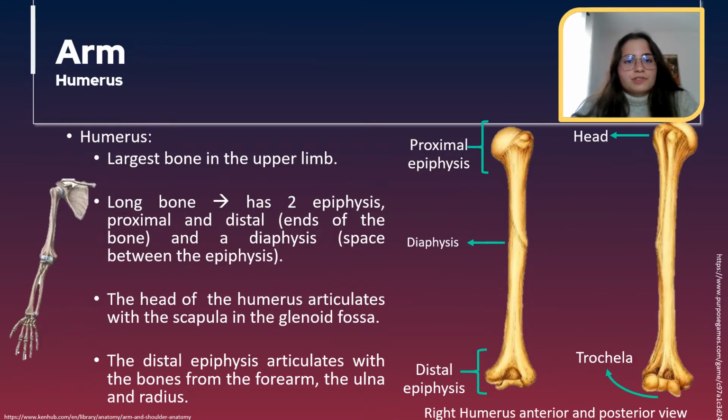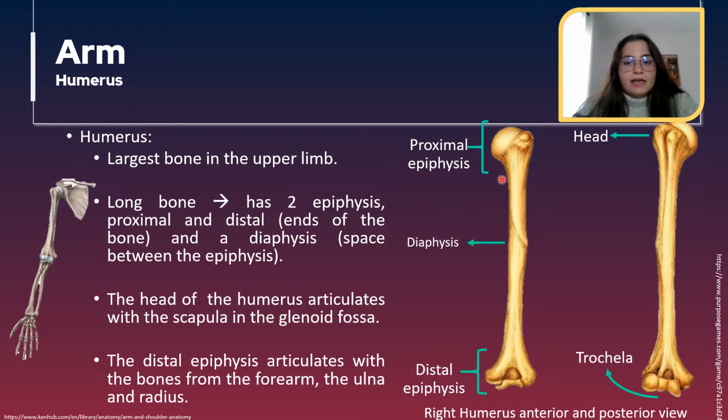The humerus is the largest bone in the upper limb. This is a long bone, which means that it has two epiphyses, the proximal and the distal. So here is the proximal epiphysis of the humerus, and here is the distal epiphysis of the humerus. And in the middle, it is called the diaphysis. So this bone is the humerus.